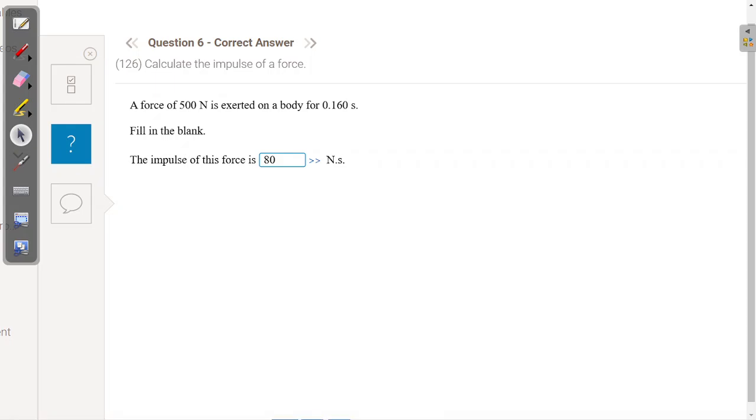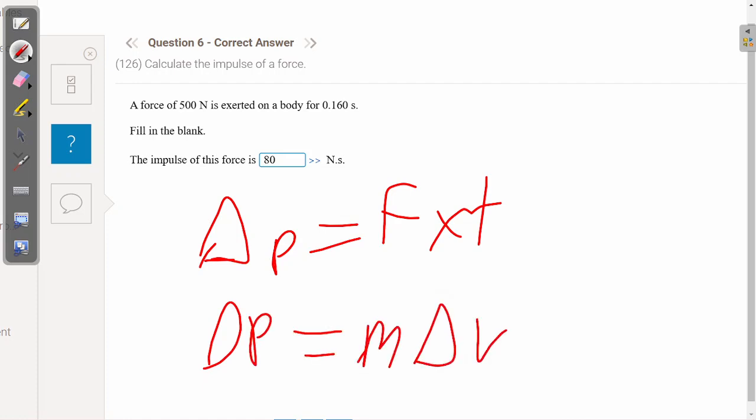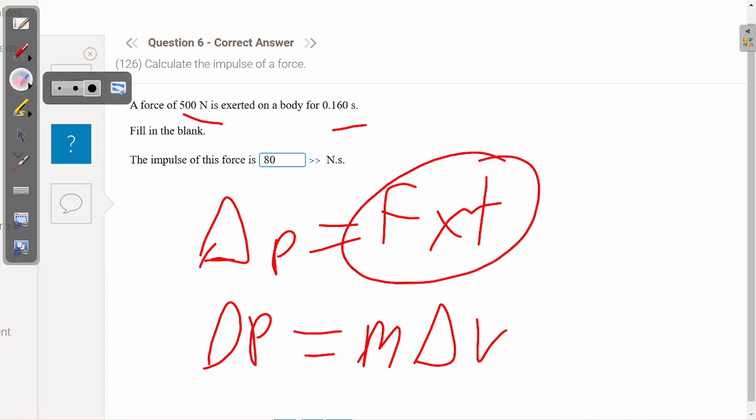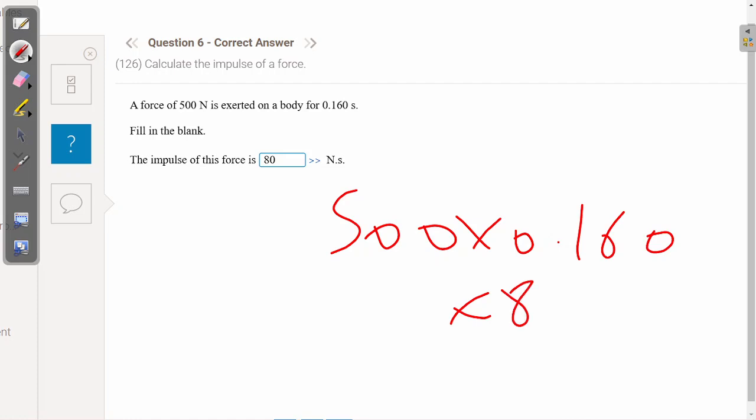The impulse, there's two rules for impulse. It's delta p. Okay, delta p equals F times t, or delta p equals m delta v. Here they give us just force and time, so we use this one. So 500 times 0.160 will give you 80.